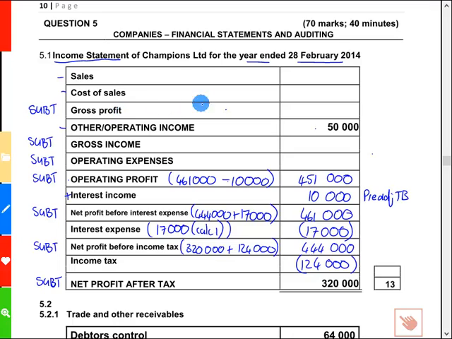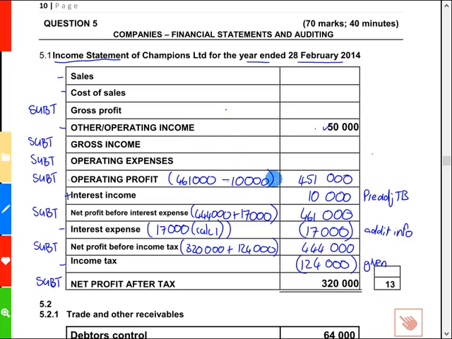This was given to us. There it is. This one we had to get from the pre-adjustment trial balance. Interest expense we got from the additional information. Net profit before tax was simply a subtotal calculation. Income tax was given to us in the additional information. So really all of this was given to us. And the rest was just subtotal. So this was 13 marks given away.